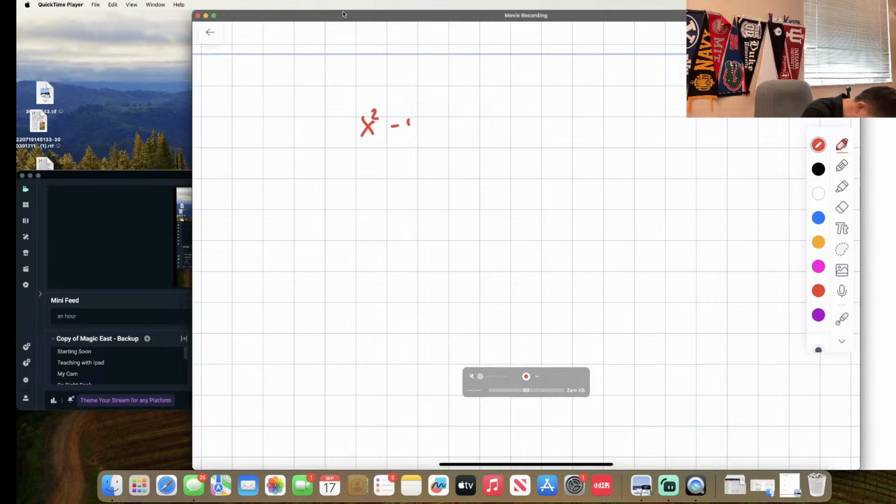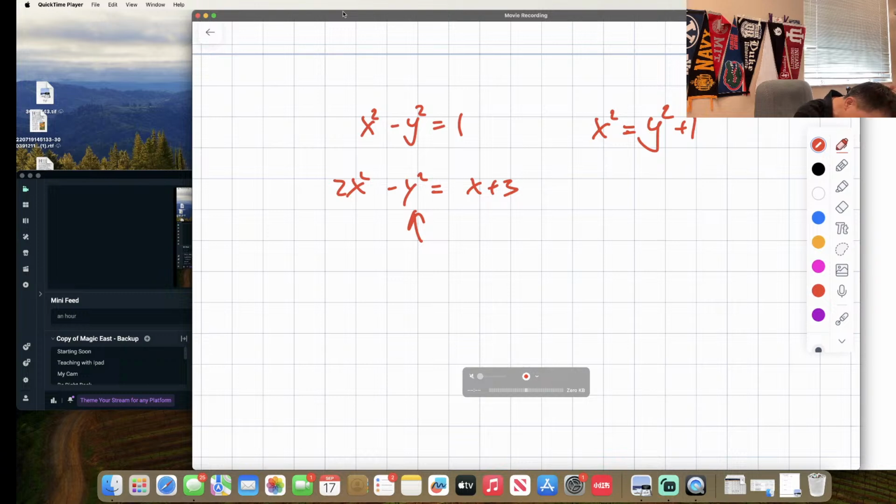So x squared minus y squared equal to 1, and 2x squared minus y squared equal to x plus 3. What do I want to do? I want to make sure this y squared is changed, so it'll be x squared equal to y squared plus 1. Wait, hold on a second. I want a y squared change. I'll move 1 over, so x squared minus 1 equal to y squared.